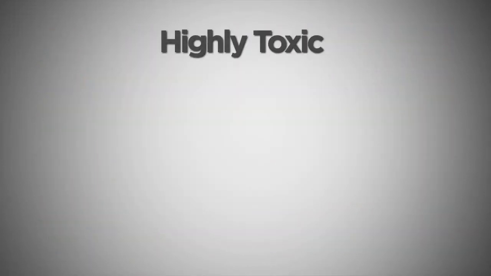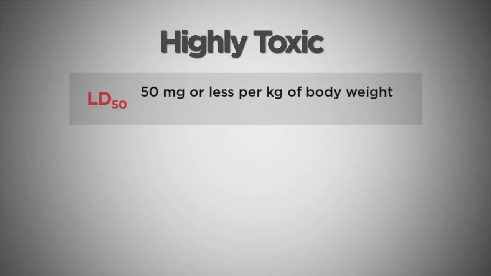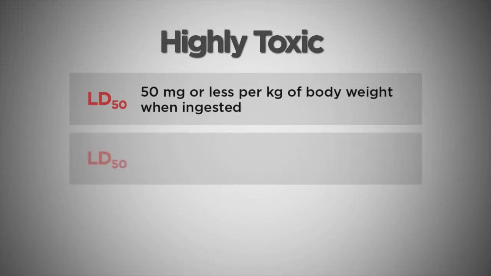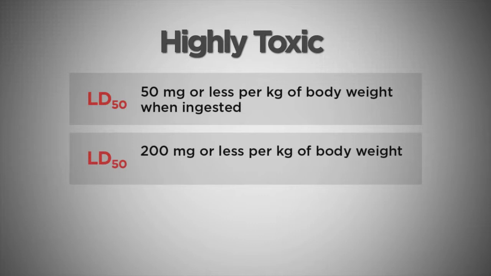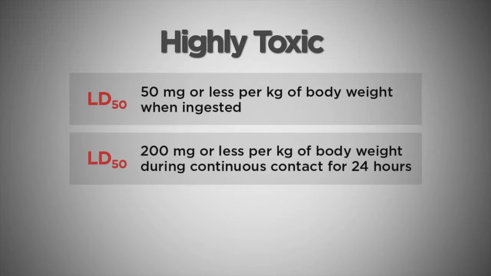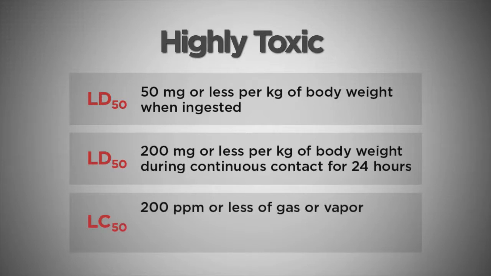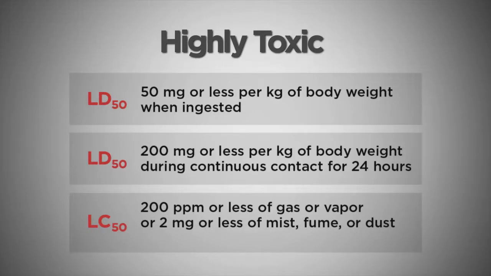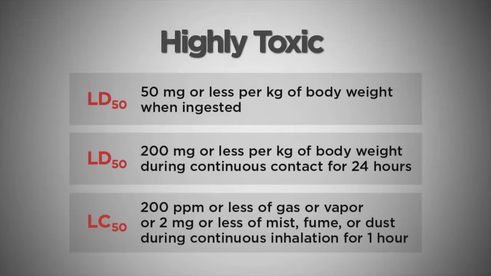OSHA defines highly toxic as a chemical with an LD50 of 50 milligrams or less per kilogram of body weight when ingested by rats, or a chemical with an LD50 of 200 milligrams or less per kilogram of body weight during continuous contact for 24 hours or less with bare skin of rabbits, or a chemical with an LC50 in air of 200 parts per million by volume or less of gas or vapor, or 2 milligrams per liter or less of mist, fume, or dust during continuous inhalation for 1 hour or less by rats.